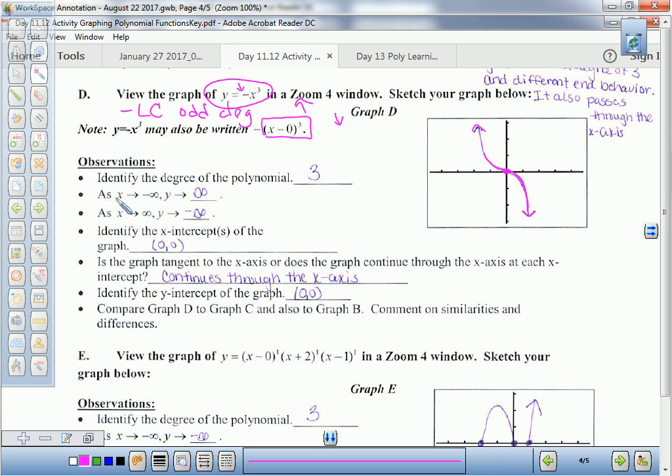Okay? So this one, as x approaches negative infinity, y approaches positive infinity. So as we go left, the y's increase. As we go right, the y's decrease.